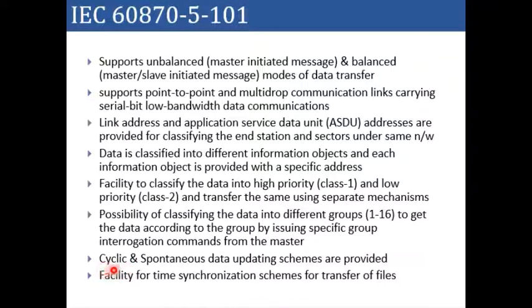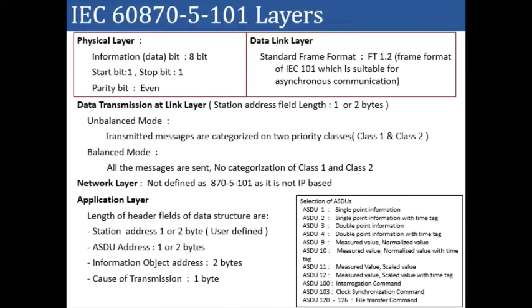Now in 101, we also have the cyclic and spontaneous data updation scheme. 101 also has facility for time synchronization for the transfer of files. Now let's see the various layers in 101 protocol. So in 101 we have physical layer, data link layer, and the application layer.